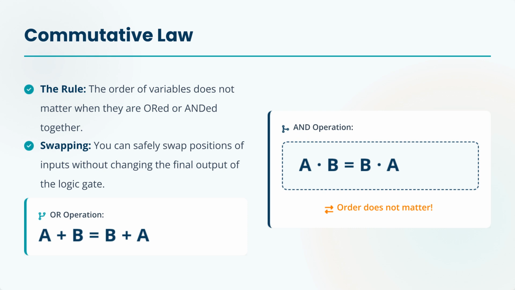The commutative law dictates that the order of variables does not matter when they are ORed or ANDed together. You can safely swap input positions without changing the final output, meaning A plus B equals B plus A, and A times B equals B times A.